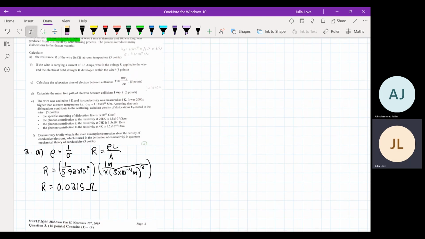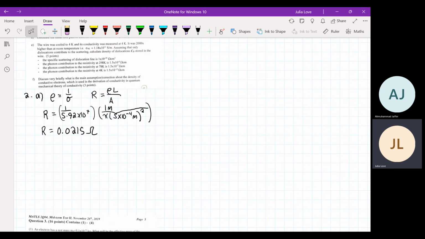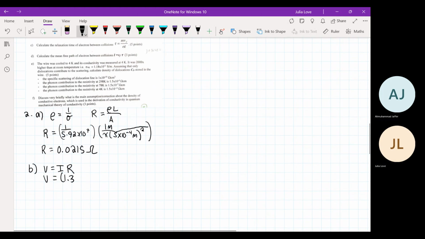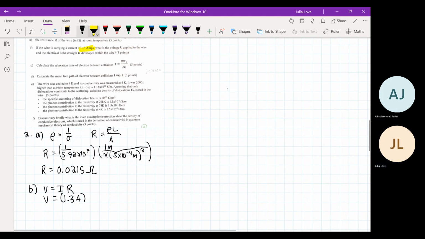And then part B of this is asking, if the wire is given a specific amount of current, what is the voltage and the electric field strength that is developed within the wire under that applied current. So we know from our Ohm's law relationship that the voltage is just equal to the current times the resistance. You can plug in the 1.3 amps given in the question up here, as well as the resistance that we calculated in part A.